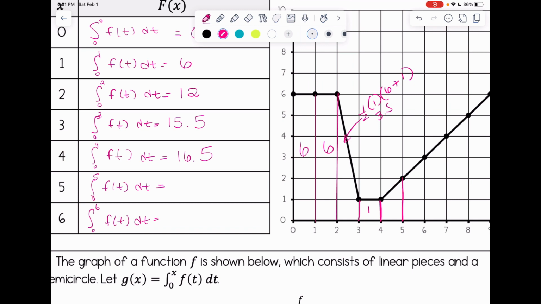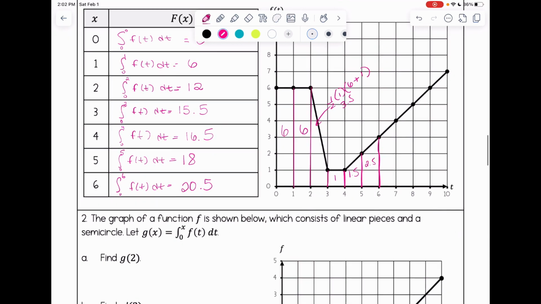From 4 to 5, we're adding in 1.5. That's another trapezoid, so that's going to give me 18 as the output. And then from 5 to 6, we are adding in 2.5, again, another trapezoid, and that will make capital F of 6 equal to 20.5. So now we have successfully filled in our table of values from 0 to 6.